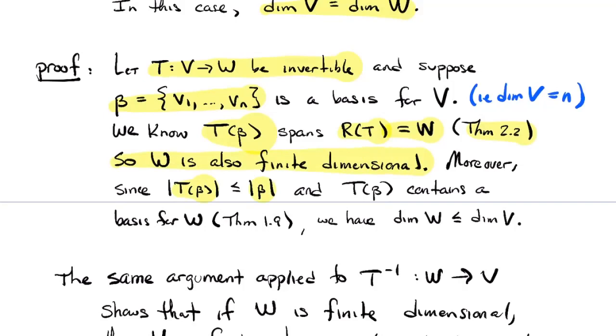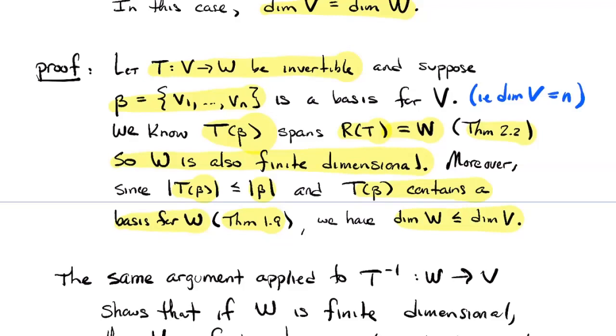Because T might send distinct elements in beta to the same thing, but it certainly can't make more. So T of beta has no more elements than beta does. T of beta contains a basis. It's a spanning set, and every spanning set contains a basis. That's Theorem 1.9. I looked it up for you. So I know that the basis for W, not only is W finite dimensional, we've already deduced it, but its basis couldn't have any more than the number of elements that beta does. That is, the dimension of W is less than or equal to the dimension of V.